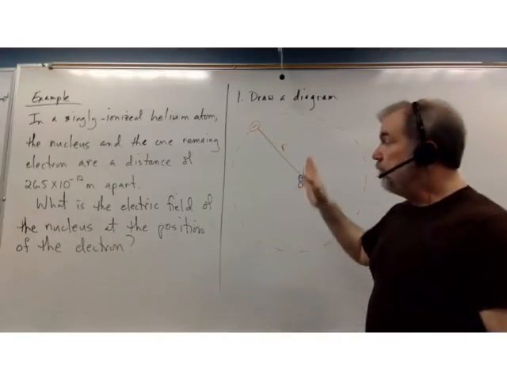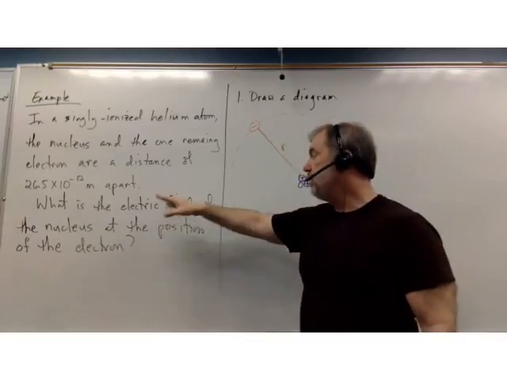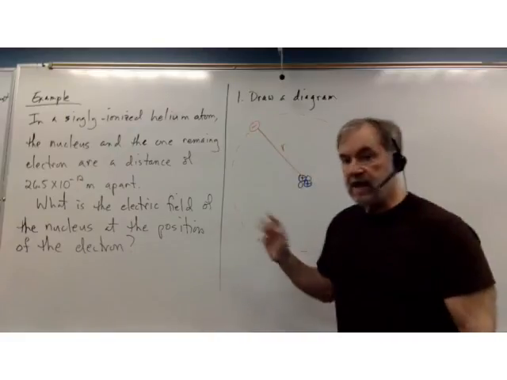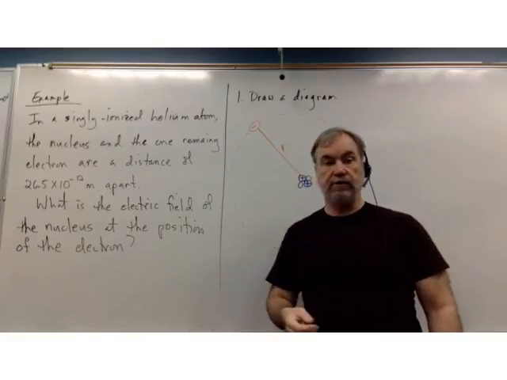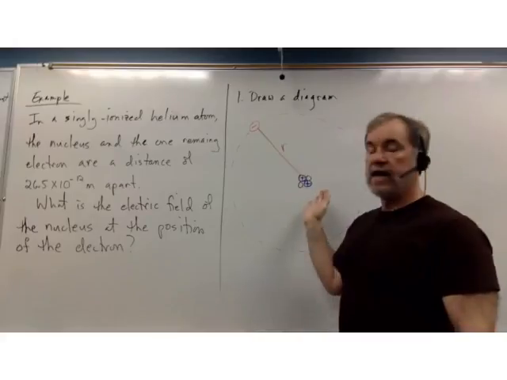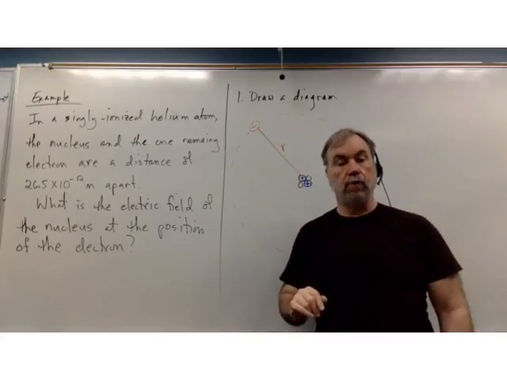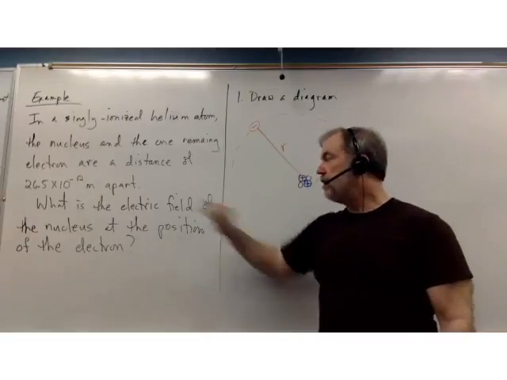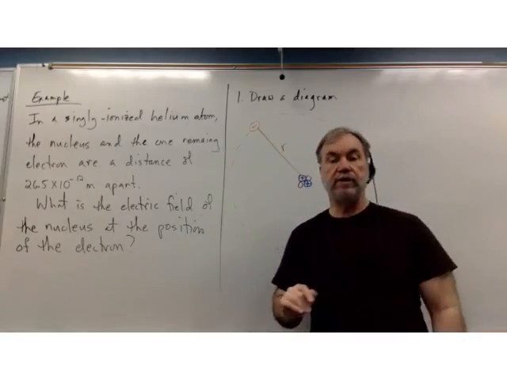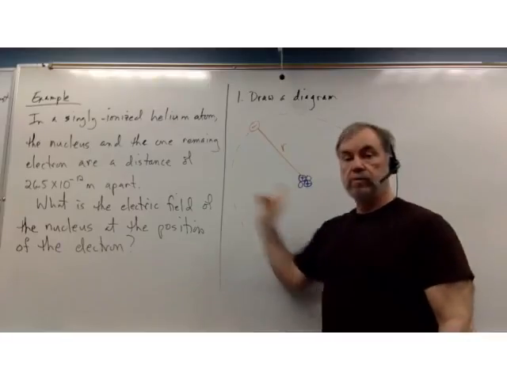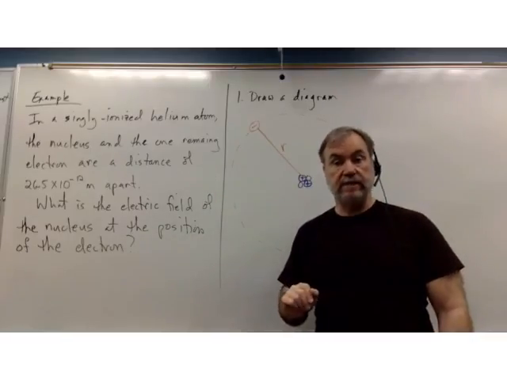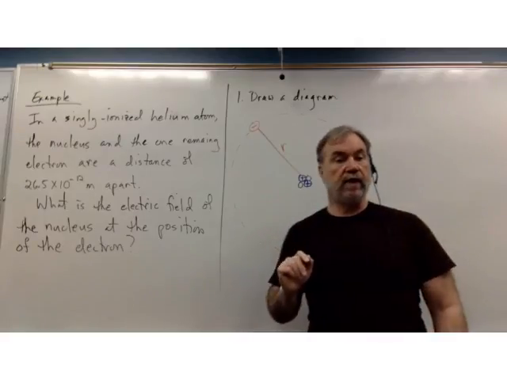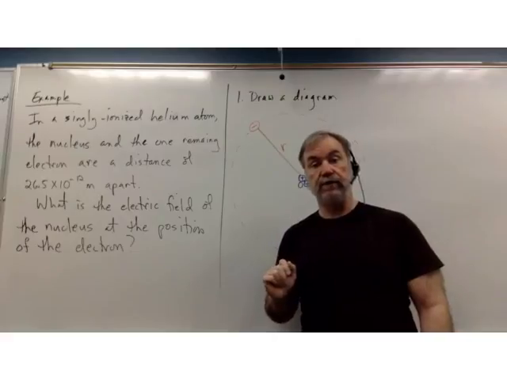The way you know that is because the problem asks you to calculate the electric field of the nucleus. It doesn't ask for the total electric field of all of the charges. It certainly doesn't ask for an electric force either on the nucleus or on the electron. So the electron got mentioned in the problem only to define the distance from the source charges, the protons, at which we want to calculate the field.